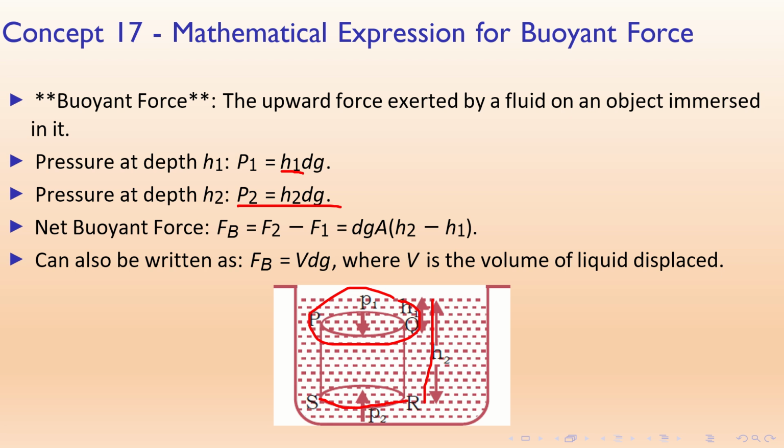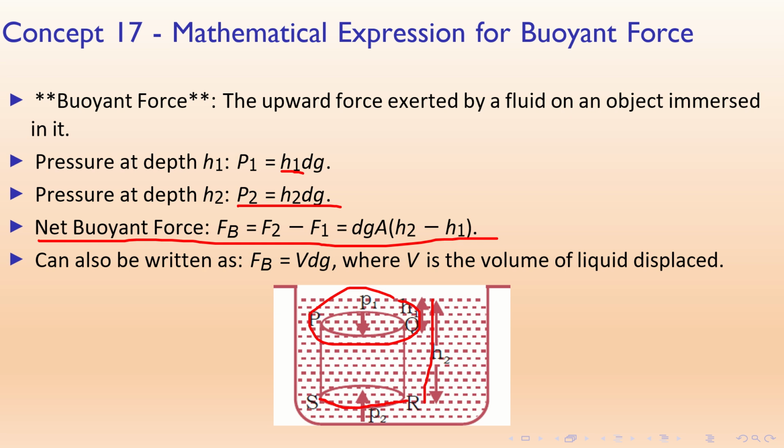Here we know the densities are the same because we are taking the same components, and gravity is also the same, so only H1 and H2 are different. So that's why this difference will give the buoyant force. The difference of H2 and H1 will give the buoyant force with the density and gravity. So this is the net buoyant force we can see.